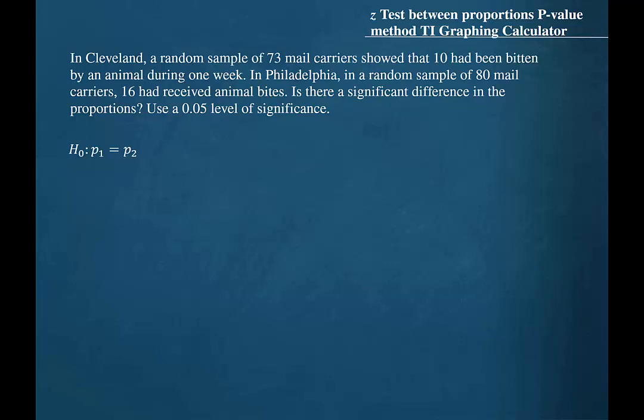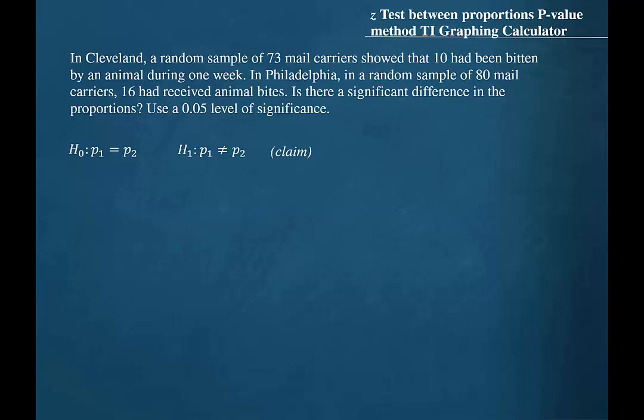Our null hypothesis will be that there is no difference between the population parameters. Since we are using the subscripts 1 and 2, it will be necessary for us to identify which group is group 1 and which group is group 2. The question asks if there is a significant difference in the proportions, so our alternative hypothesis will be that the population proportions are not equal. The claim is in the alternative hypothesis in this case.